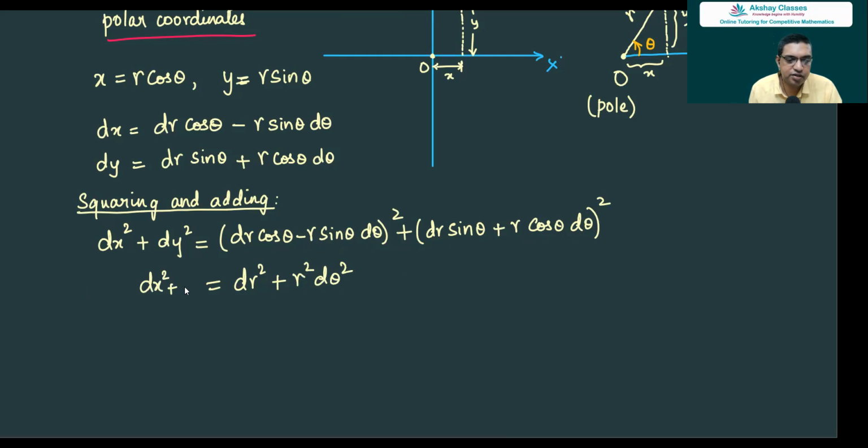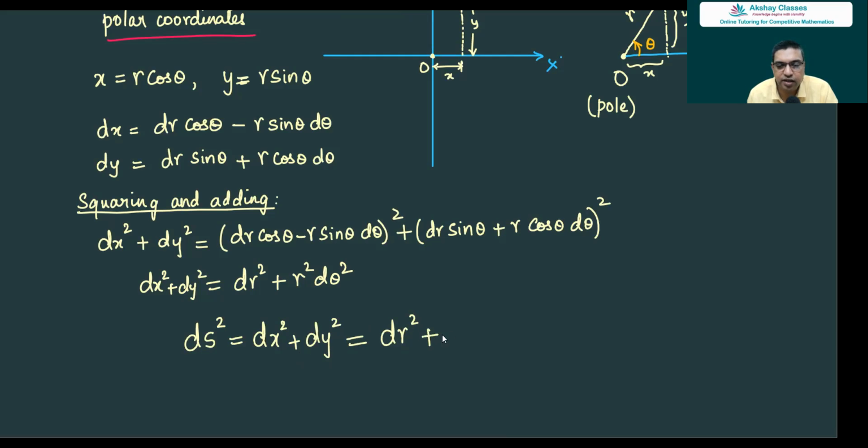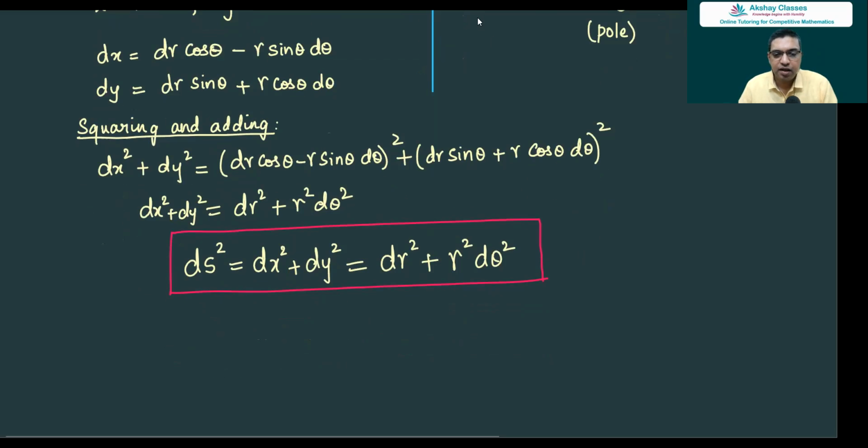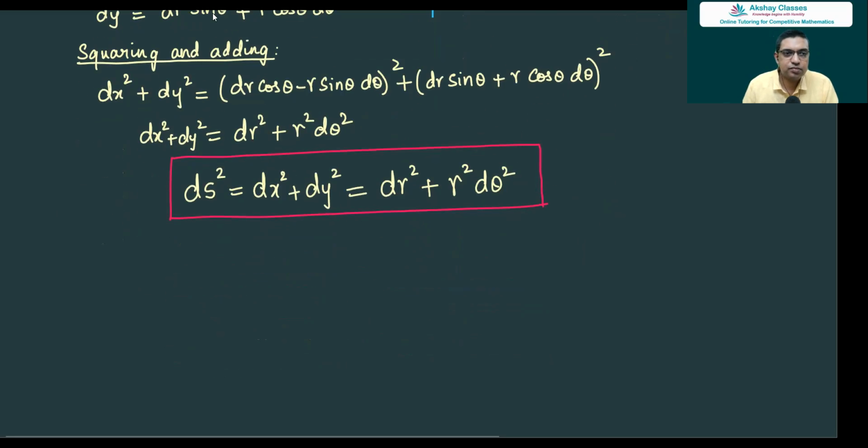Very, very important result. So if you remember this, ds square, which is nothing but dx square plus dy square in Cartesian coordinates, in polar coordinates, it changes to dr square plus r square d theta square. If you remember this, you will not make any mistake in conversion. That's it. So now once we know this one, that ds square is dr square plus r square d theta square.